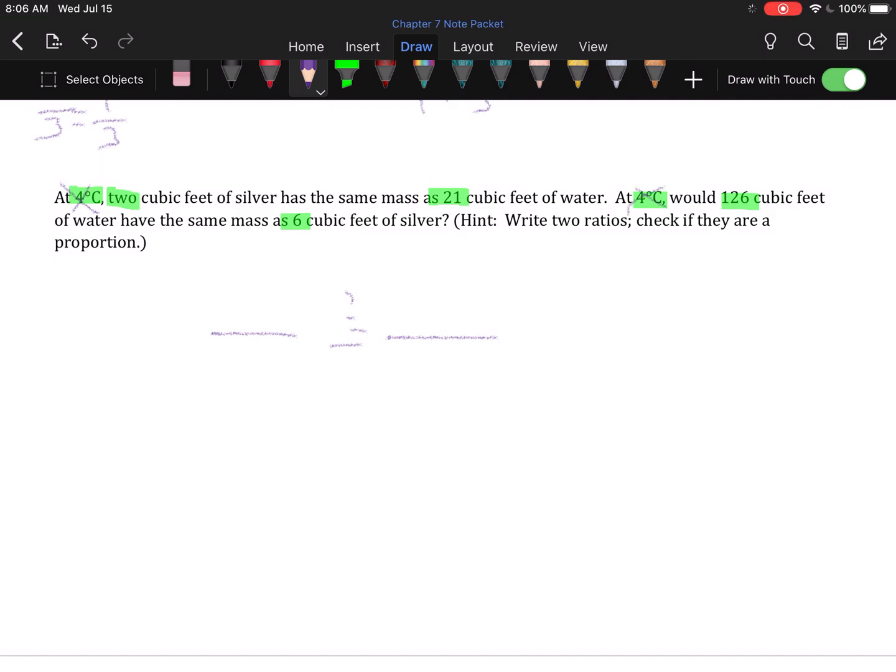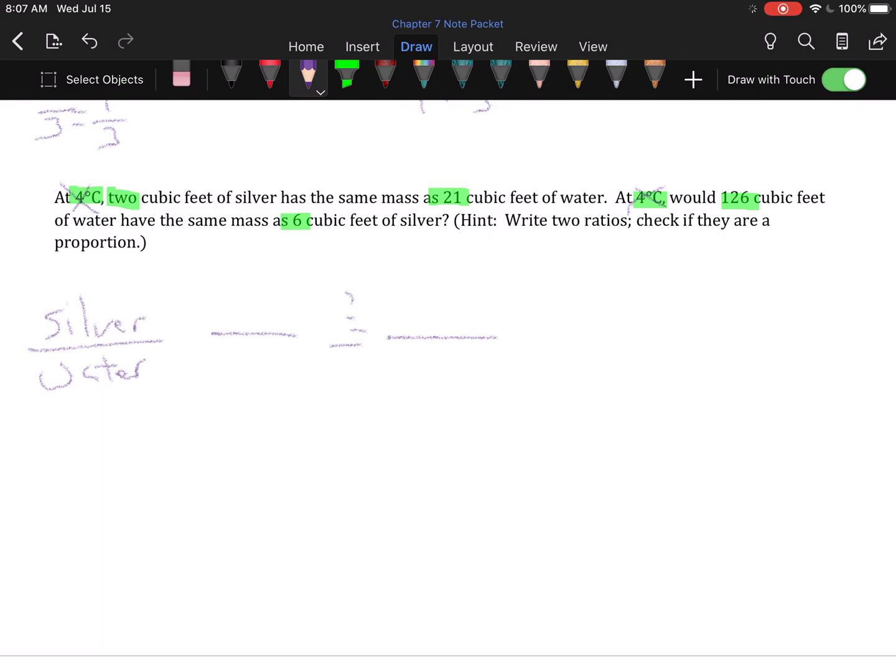The reason you were told the temperature is because at different temperatures, certain materials will take up different amounts of space. By telling you the temperatures are the same, we're saying that the amount of space they take up won't change because of the temperature. So what we're really talking about are cubic feet of silver and cubic feet of water. I'm going to set my ratios up to be silver over water so that I make sure I set them both up the same way.